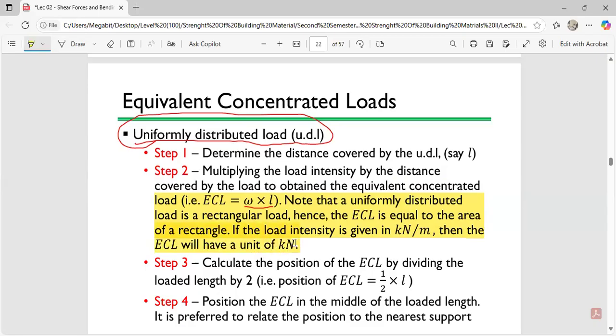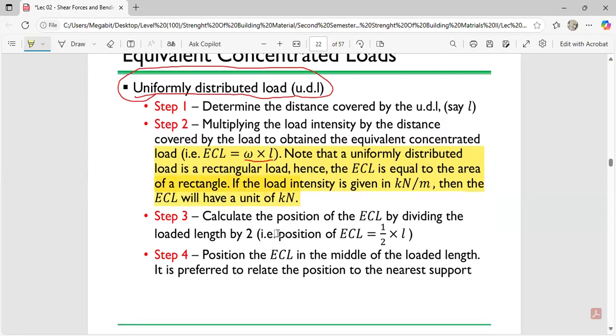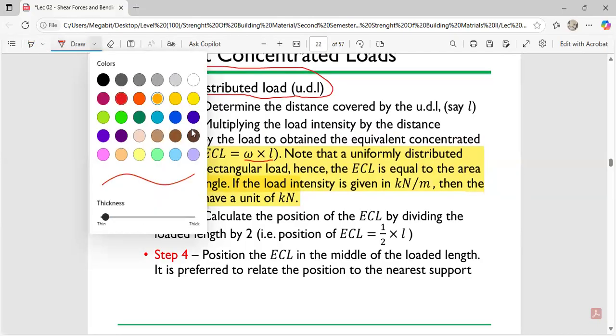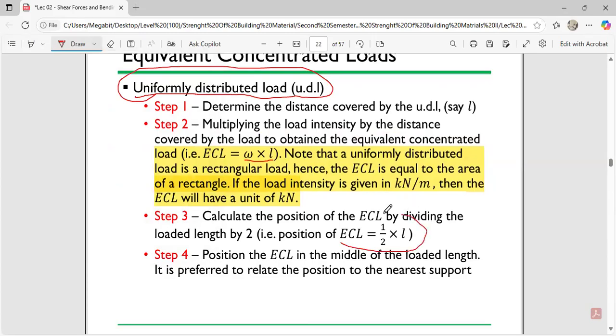In step 3, you then calculate the position of the ECL by dividing the loaded length by 2. That is, the position of your ECL is going to be equal to half times the span, which is the L. Step 4, position the ECL in the middle of the loaded length. It is preferable to relate the position to the nearest support.